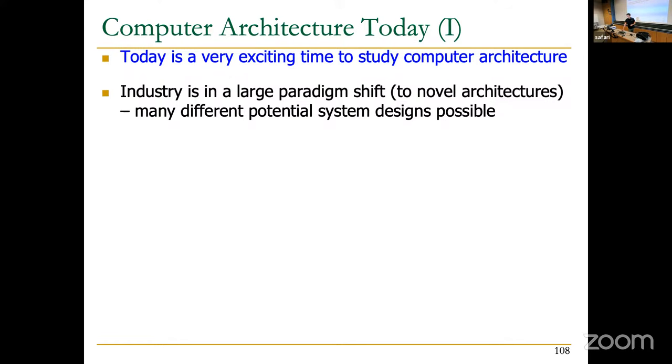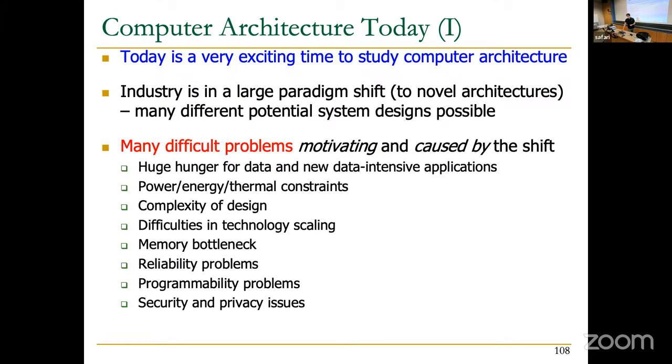One reason is that industry is in a large paradigm shift. Many things are changing because there are new problems, there are new applications, and we need to run those applications well. But at the same time, new applications and also new hardware and new software create new difficulties, new challenges that need to be solved. Because it's not only about having a fast processor, it's also about accessing data as fast as we can. For example, that's the memory bottleneck. But we may also have reliability problems.